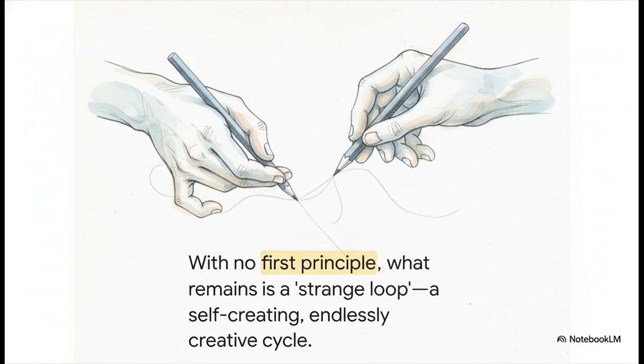So if there's no first cause, no ultimate foundation, what are we left with? Well, we're left with a self-creating cycle. It's what's often called a strange loop, and you can't get a better visual for it than M.C. Escher's drawing of the two hands, where each one is drawing the other into existence. There's no real beginning or end, just this endless creative process feeding back on itself.